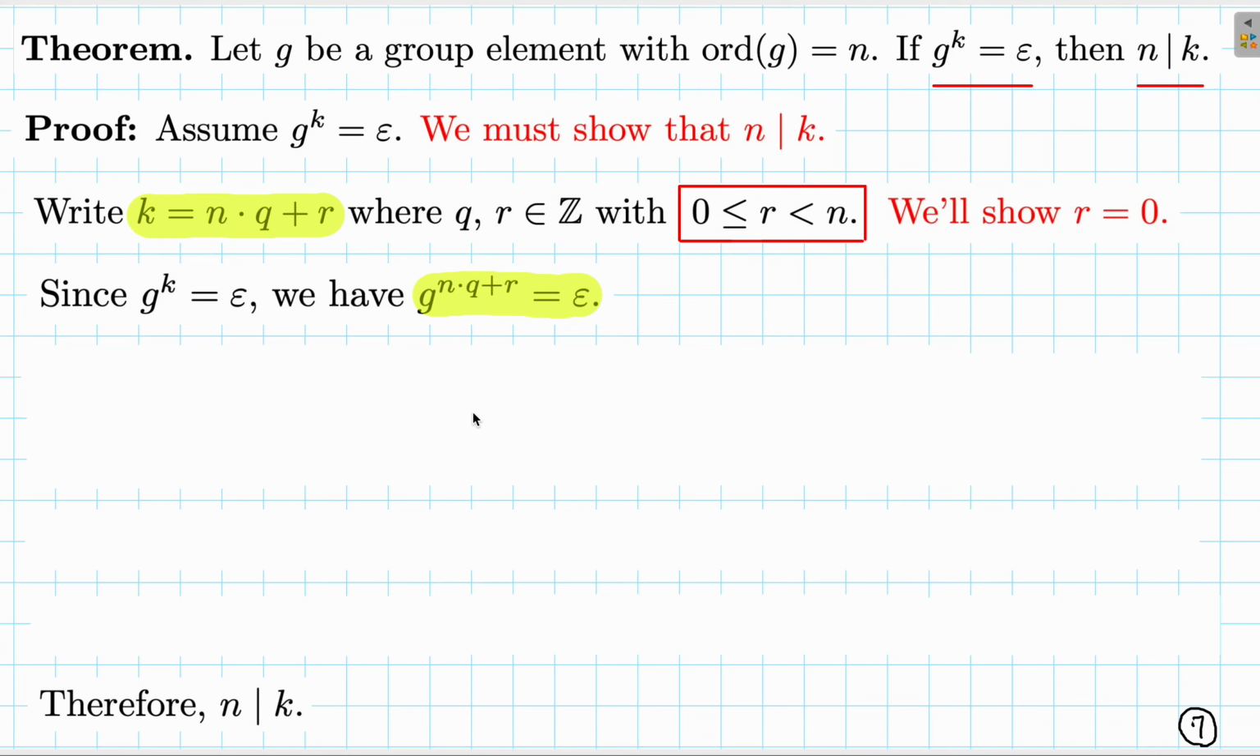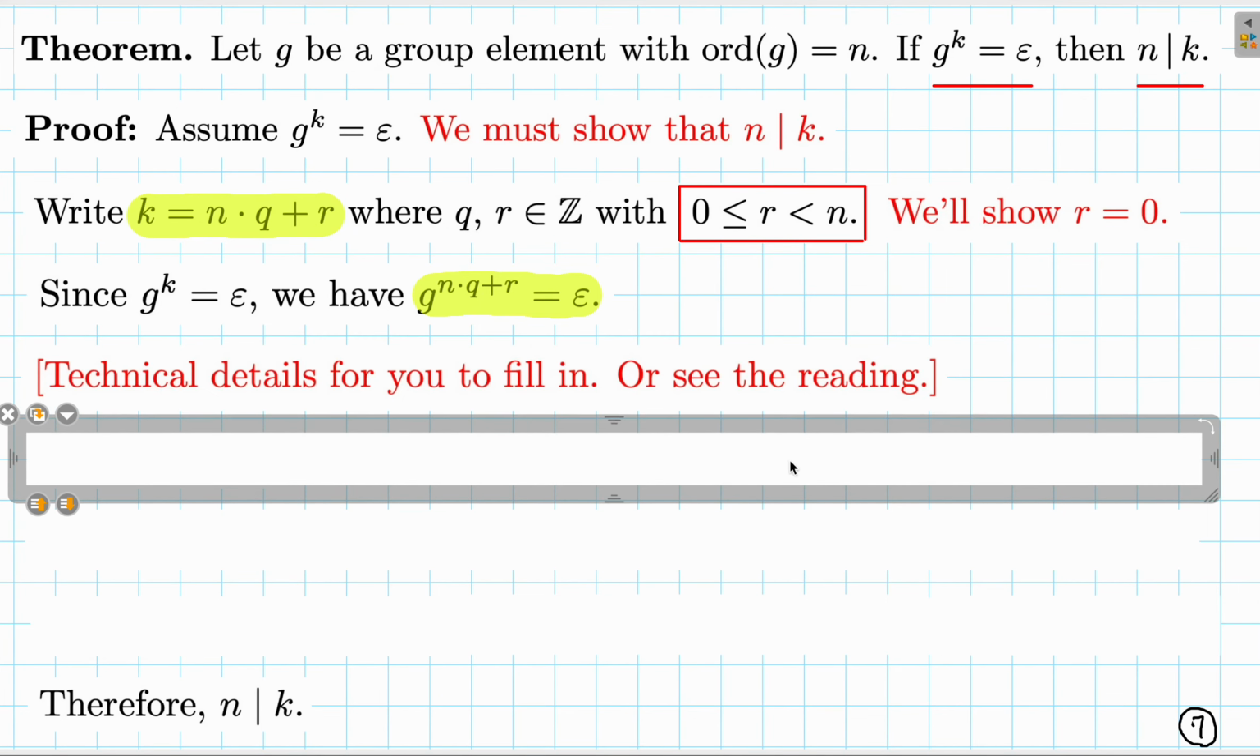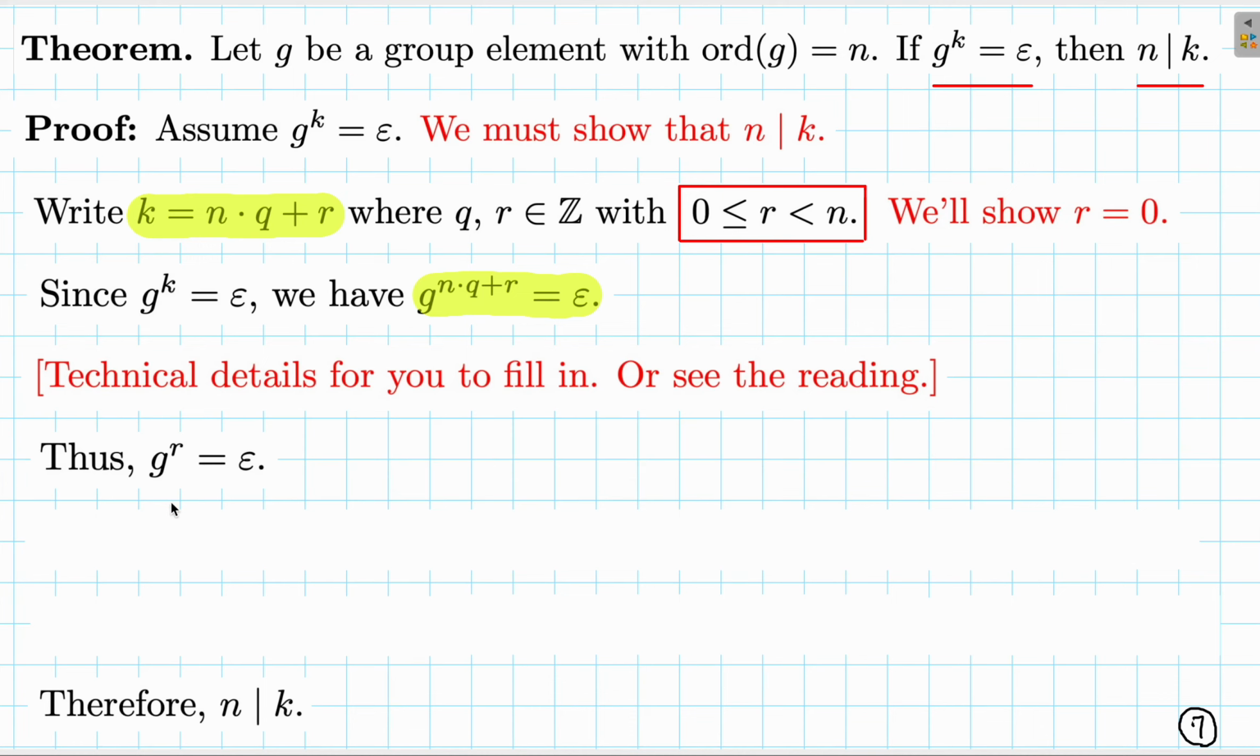And so there are some technical details here that I'll ask you to fill in, or you can look at the chapter 12 reading. But I'm just going to skip a little bit and cut to the chase. You can show from here, and then using what you know about n, to conclude that G to the r is the identity. Once again, I'll leave those technical details to you, or you can take a look at the chapter 12 reading. But G to the r is the identity.